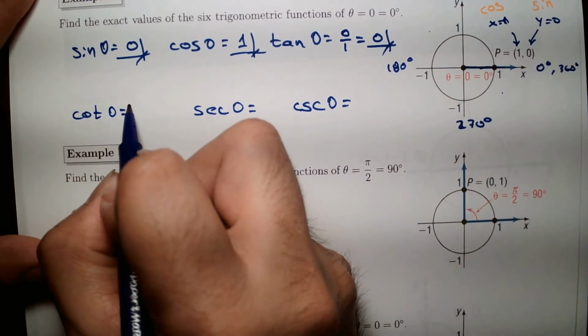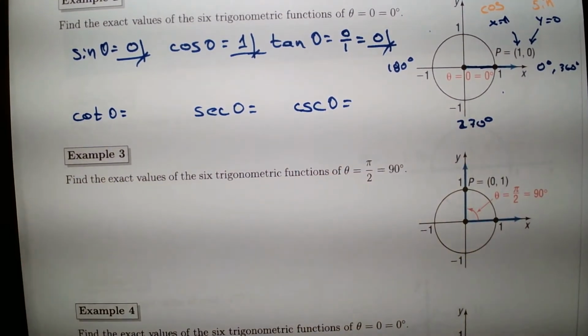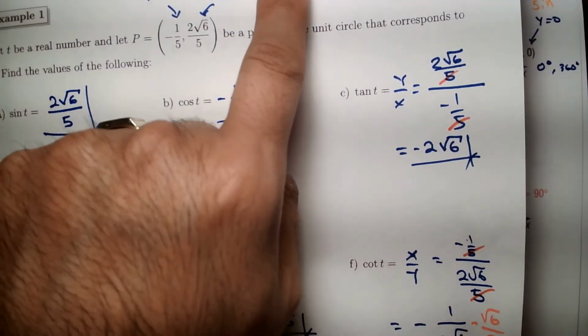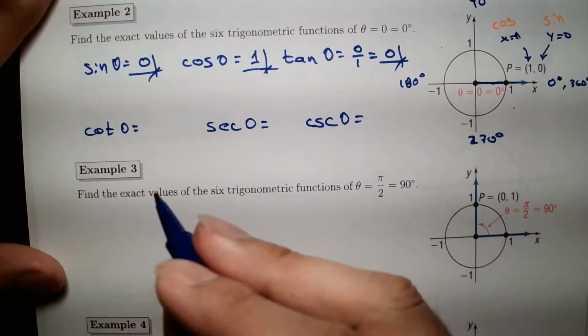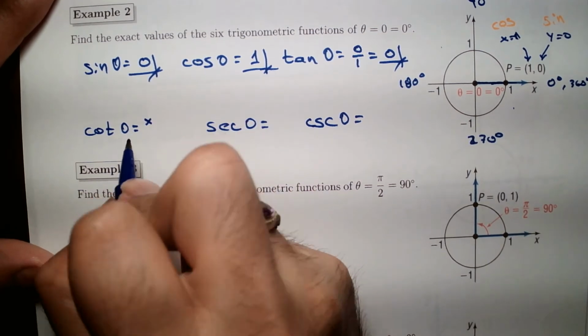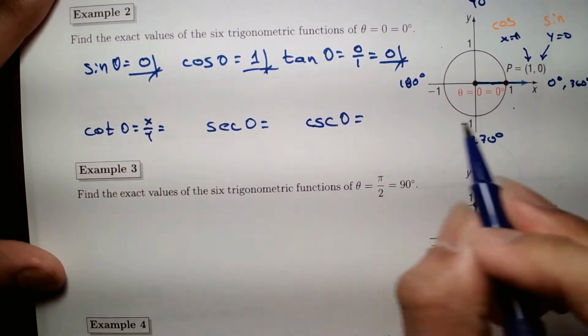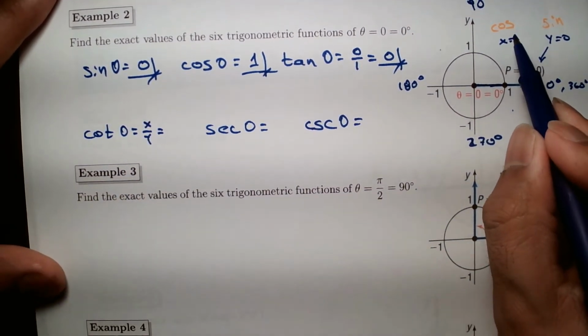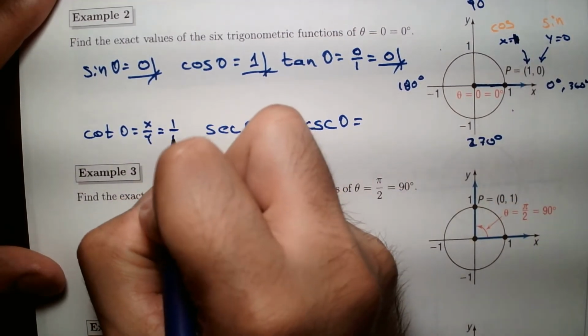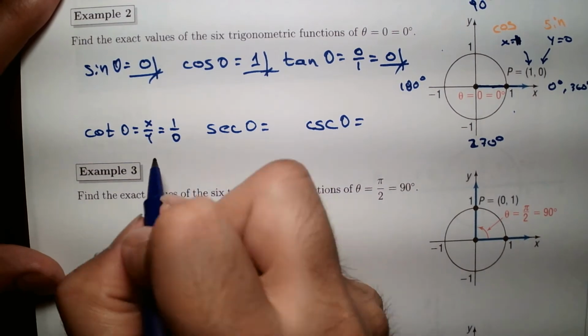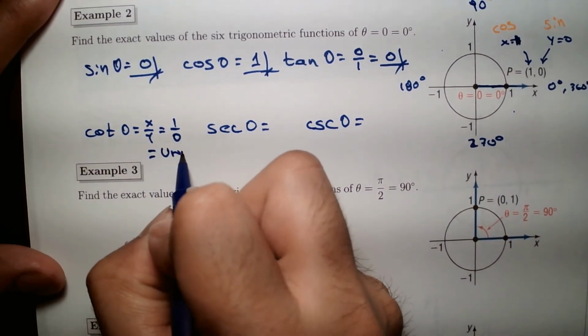Cotangent, which is the reciprocal of tangent, is x over y as opposed to y over x, which is tangent. So x over y, in this case, x equals 1 and y equals 0, that's 1 over 0. Well, can we divide by 0? No, undefined.